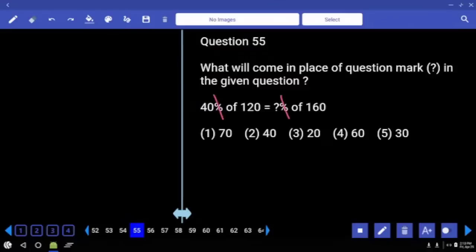Percentage cancel. 40 4 times 4 30 times. Got it?